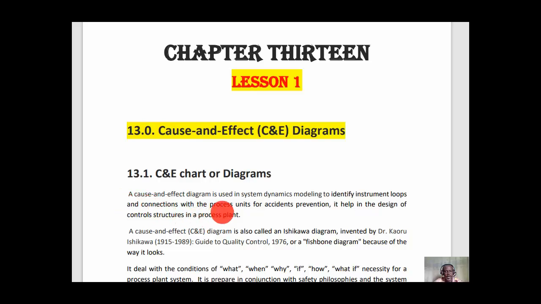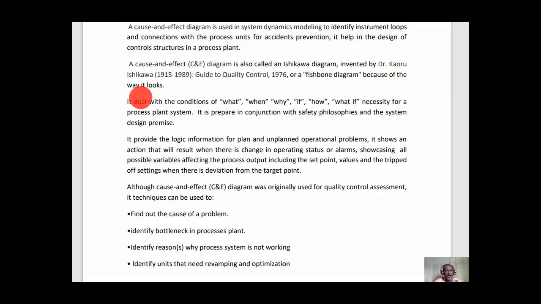A cause and effect diagram is used in system dynamic modeling to identify instrument loops and connection with the process unit for accident prevention. It helps in the design of control structure in a process plant or in a process system. Cause and effect diagrams deal with the conditions of what, when, why, if, how, and what if necessary for a process plant system. It is prepared in conjunction with safety philosophy and system design premise.